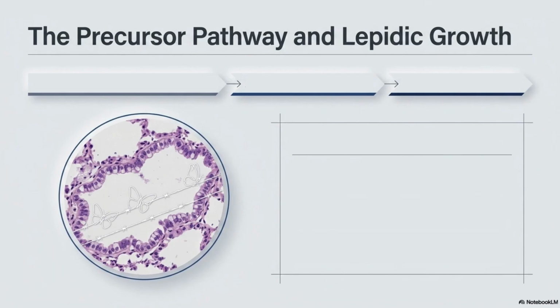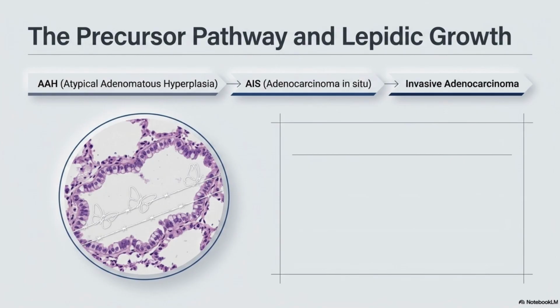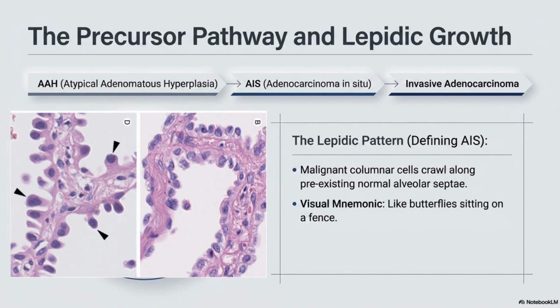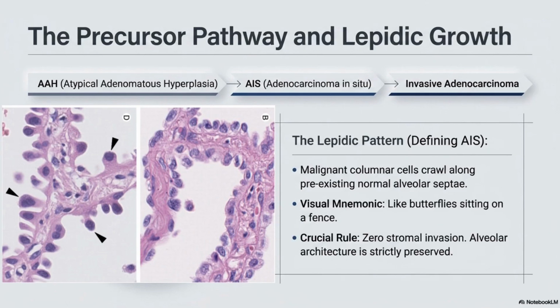It follows a specific precursor pathway, beginning as atypical adenomatous hyperplasia, progressing to adenocarcinoma in situ, and finally becoming invasive adenocarcinoma. The defining feature of adenocarcinoma in situ is the lipidic pattern. This is where malignant columnar cells literally crawl along the pre-existing normal alveolar septae. The visual mnemonic I want you to remember is butterflies sitting on a fence. The crucial rule here is that there is absolutely zero stromal invasion. The underlying alveolar architecture is strictly preserved.